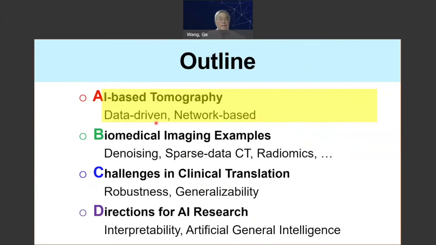Okay, after that brief introduction, let me present 4 parts in this talk, A, B, C, D. So first one, let me explain general background, the basic idea of AI-based tomographic imaging.